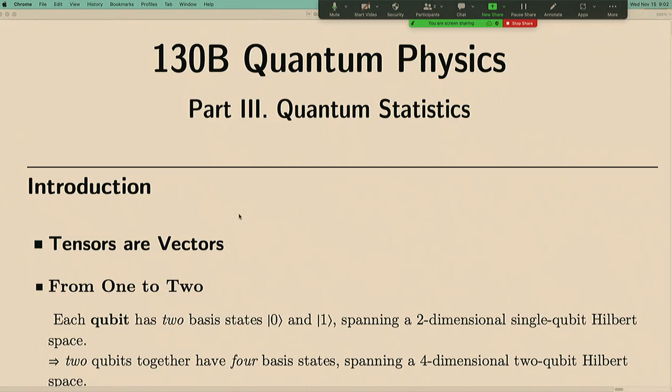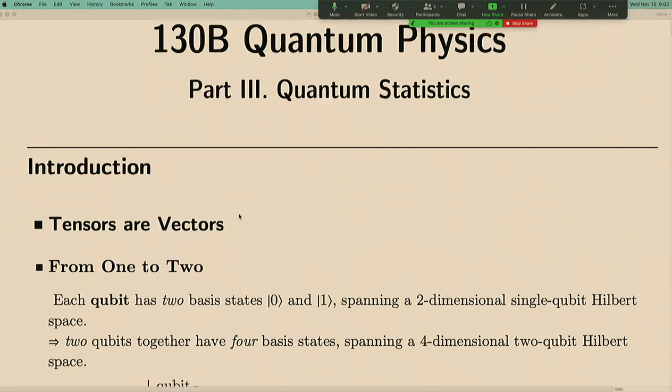start part 3 about quantum statistics. Quantum statistics is a subject about combining quantum mechanics and statistical physics. Statistical physics is about how to deal with many-body systems. If you have many particles coming together, you can't keep track of the motion of each particle, so you want to use the principles of statistics to understand the collective behavior of these systems. And quantum mechanics, as we already know, is about microscopic particles. So quantum statistics is how to combine statistical physics with quantum mechanics to understand many microscopic particles.